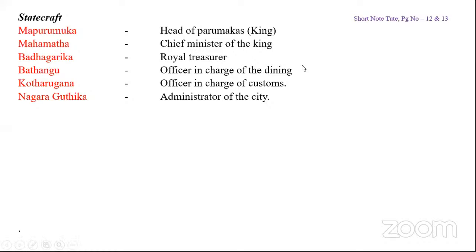There's a question like that: how many lines should we explain in explanatory questions? There's no limitation like that. Actually, if you are writing under two headings, 10 to 12 lines is enough. If you're writing under three headings, 8 to 10 lines is enough. Okay.